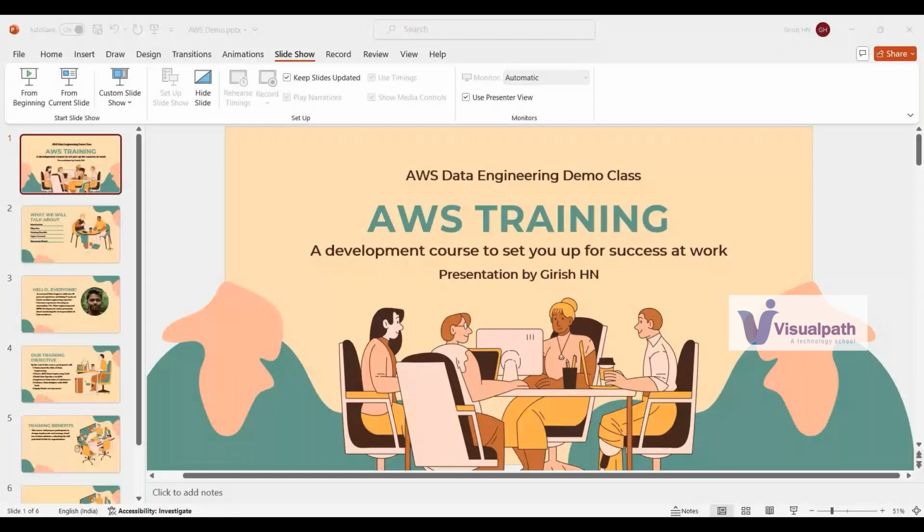So basically, this is how the structure is all about. Today we'll be talking about the introduction and the objective of this entire session, and what are the benefits of this AWS data engineering session, or basically the entire AWS data engineering, and what are the topics we are going to cover. And in the end, we'll have questions.